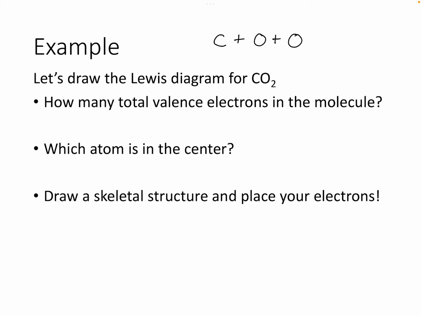So carbon has 4 valence electrons. And then how many valence electrons does oxygen have? 6, right? It's in group 6. So we're going to add 6 plus 6, so for each oxygen. So that gives us the total of 16 valence electrons in our molecule. So I'll just rewrite that down below.